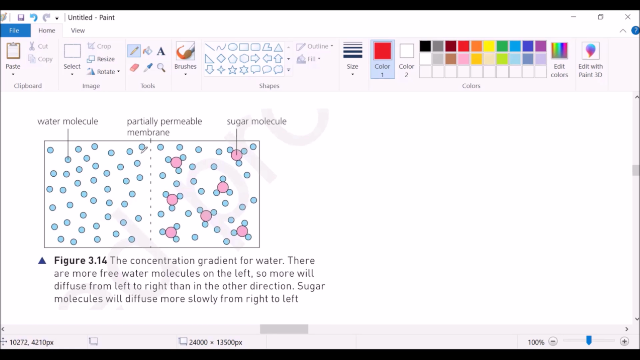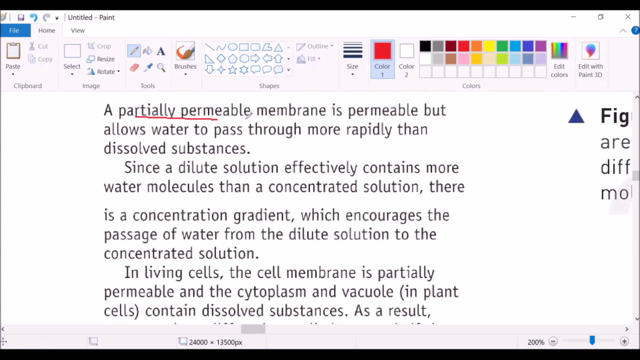So water molecules will move through this partially permeable membrane into this solution of sugar and water. And we'll see the level here rising and the level here going down. A partially permeable membrane is permeable but allows water to pass through more rapidly than dissolved substances.